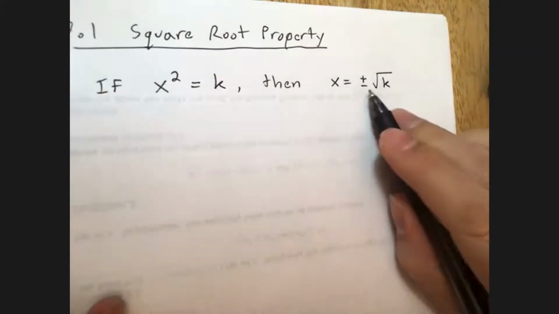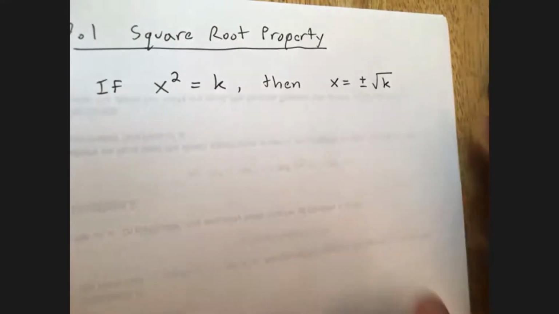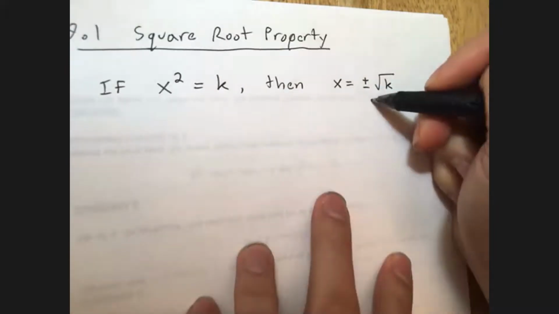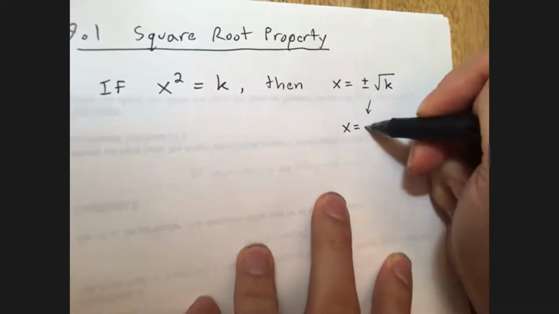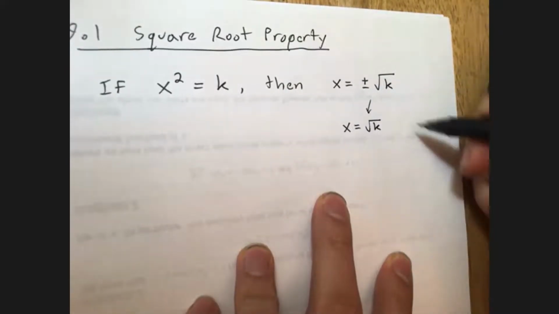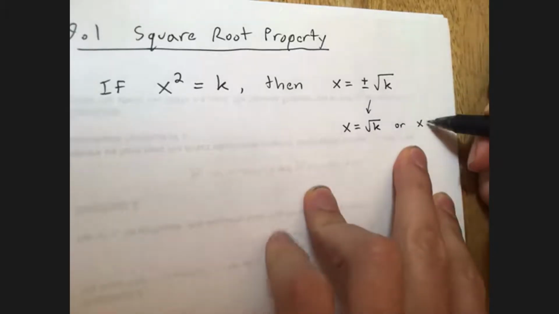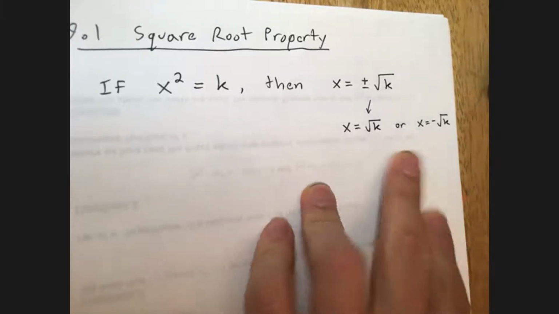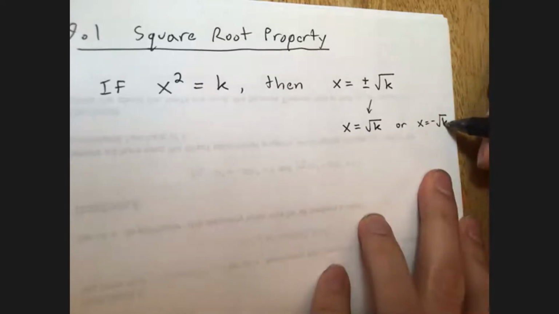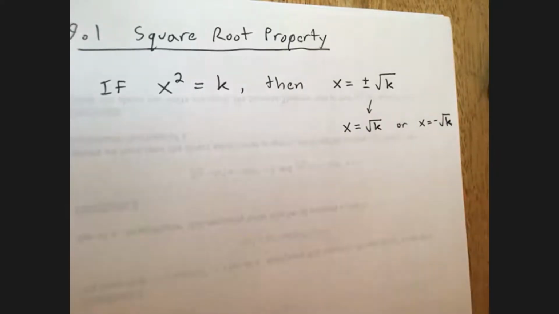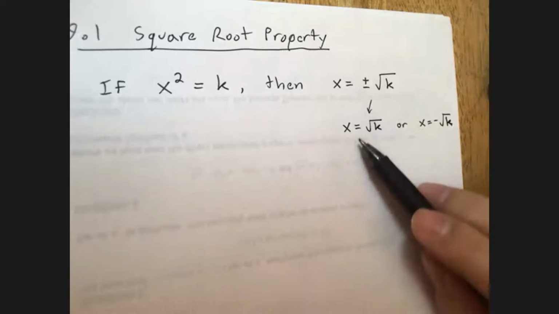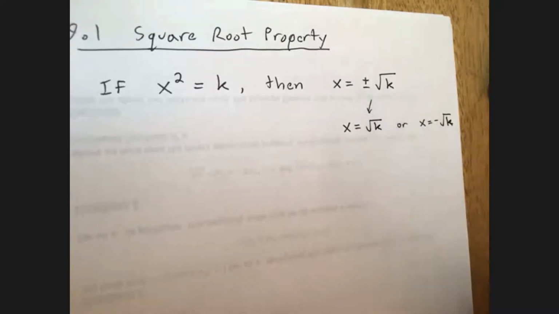And when I write this plus or minus symbol, what this means is that x equals the positive root k or x equals the negative of root k. That's what that means. It's just kind of shorthand for writing all this out, just writing a plus minus there.